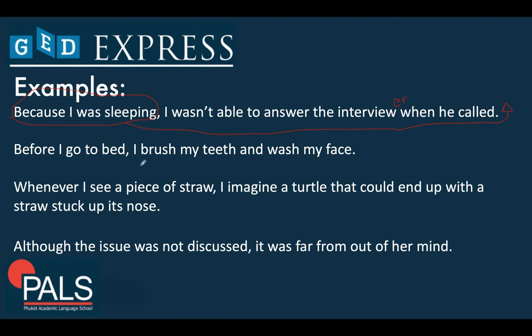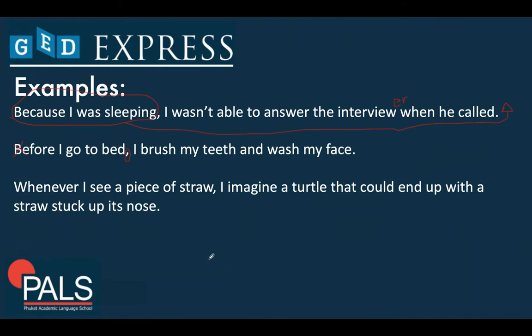Same goes here. I brush my teeth and wash my face before I go to bed, and there's no need for this, and absolutely no need for the capital B. The same way here. Again, you can do that here. I imagine a turtle that could end up with a straw stuck up its nose whenever I see a piece of straw. Again here, it was far from out of her mind, although the issue was not discussed.